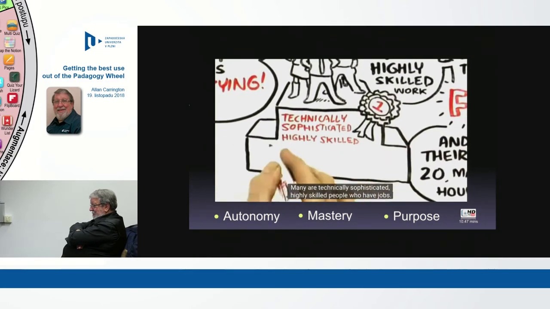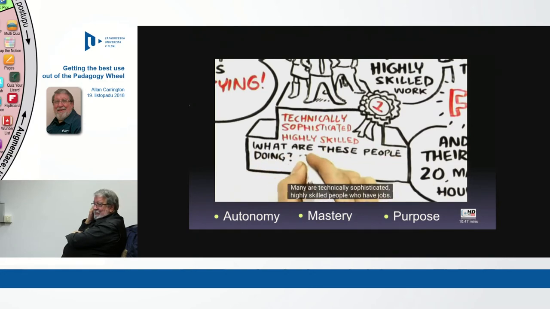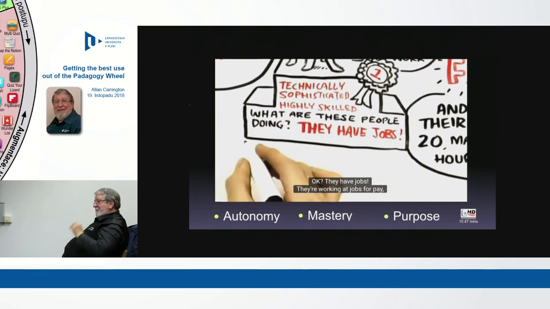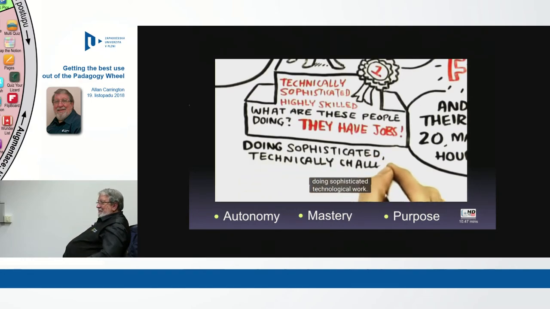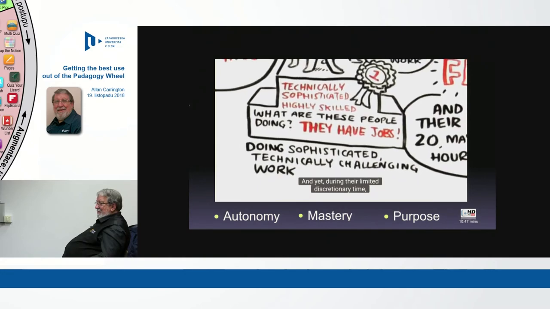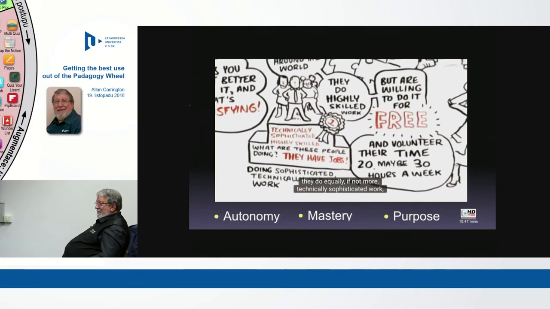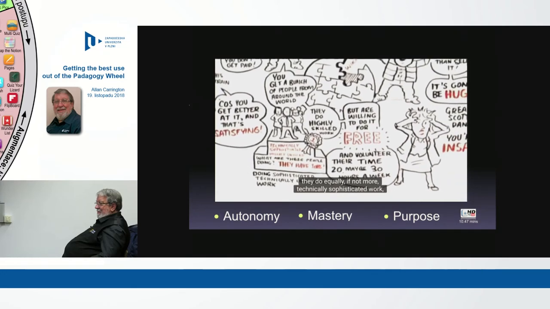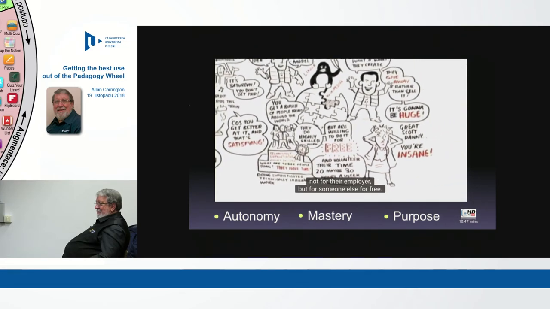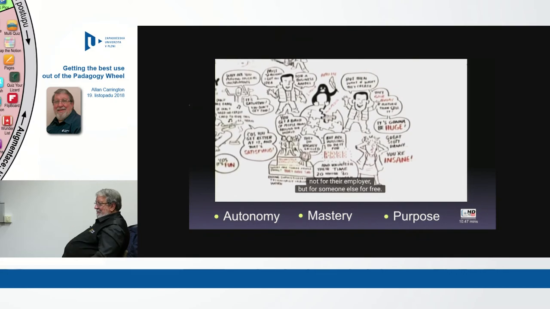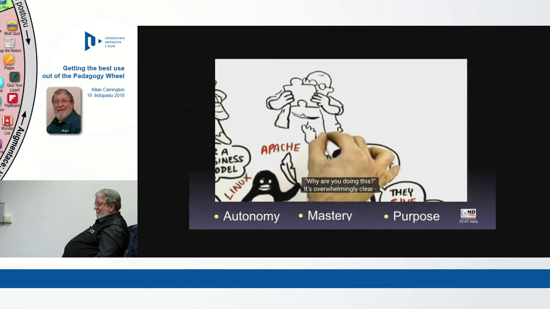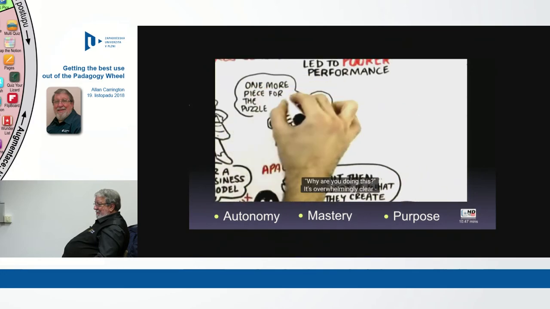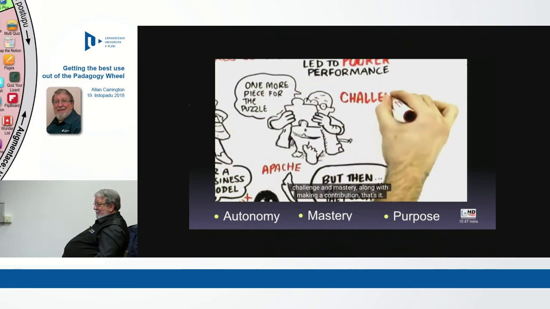Why are these people, many of whom are technically sophisticated, highly skilled people who have jobs? They're working at jobs for pay, doing sophisticated technological work. And yet, during their limited discretionary time, they do equally, if not more, technically sophisticated work, not for their employer, but for someone else for free. That's a strange economic behavior. Economists who look into it, why are they doing this? It's overwhelmingly clear. Challenge and mastery, along with making a contribution.